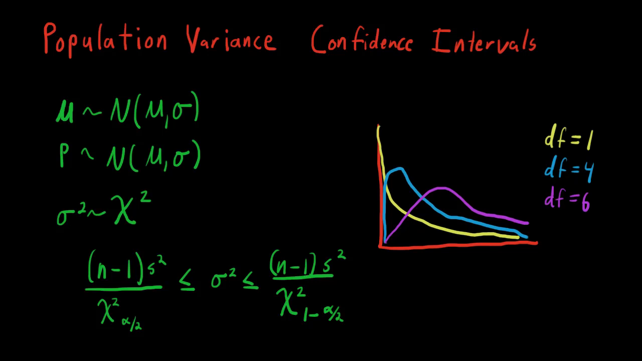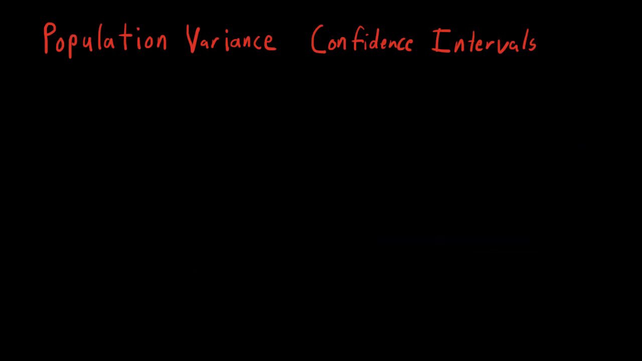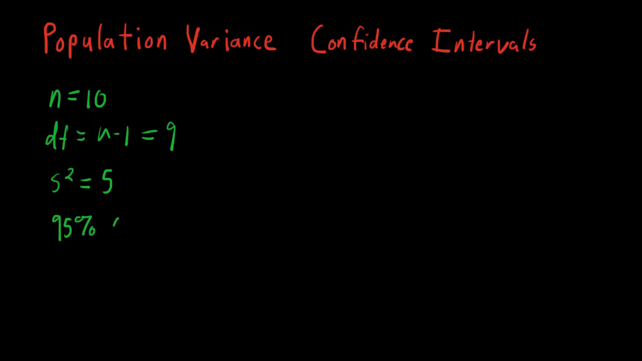So now we're going to try to use this to find the confidence interval for a specific variance. For our example, we're going to use a sample size of n equal to 10, which means our degrees of freedom is equal to n minus 1, or 10 minus 1, so that's equal to 9. And then we have our sample variance, s squared, equal to 5, and we're going to be looking for a 95% confidence interval, which means our alpha is equal to 0.05.